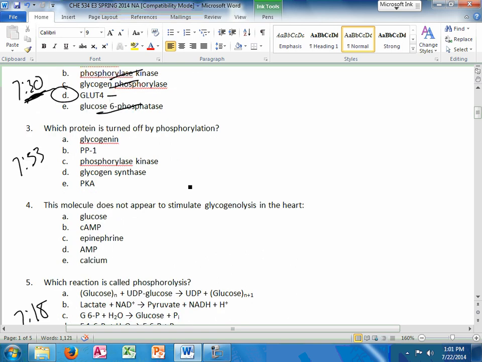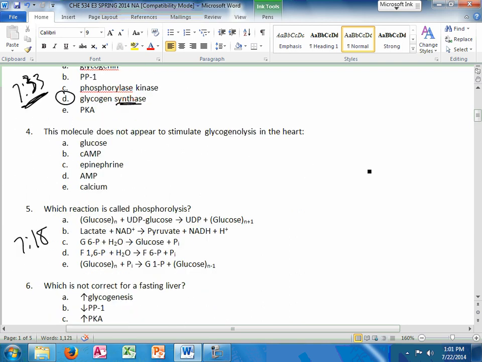So that's the answer. Which protein is turned off by phosphorylation? It's glycogen synthase. Slide 33 shows some of the regulation of glycogen synthase and glycogen phosphorylase, so make sure to know that one really well.